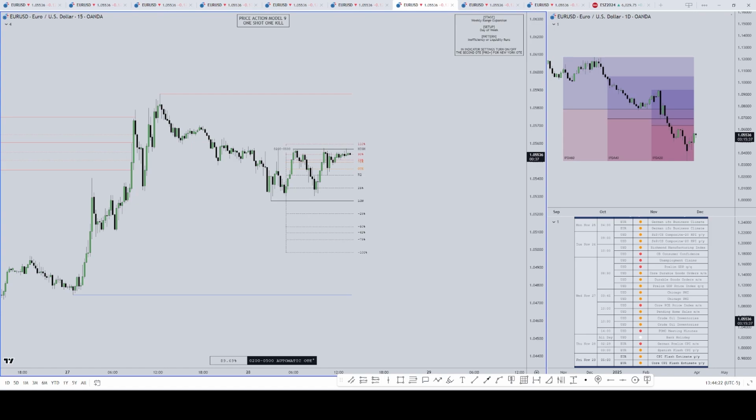But yeah, the one shot, one kill is a very simple model to trade intra-week. It makes use of understanding how to use fair value gaps, liquidity voids, order blocks. That's the main setup.